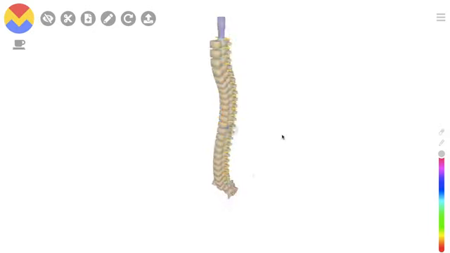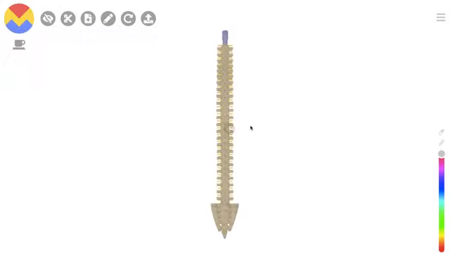The spinal cord is divided into segments, and these segments relate to spinal nerves. There are 8 cervical segments known as C1 to C8, 12 thoracic, T1 to T12, 5 lumbar, L1 to L5, 5 sacral, S1 to S5, and then 1 coccygeal.